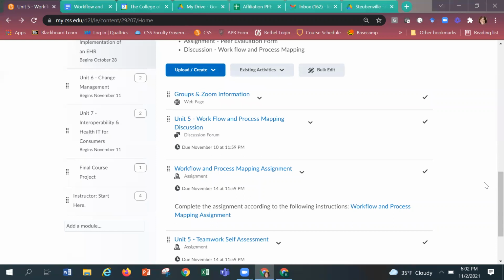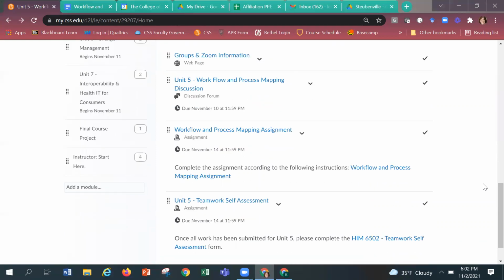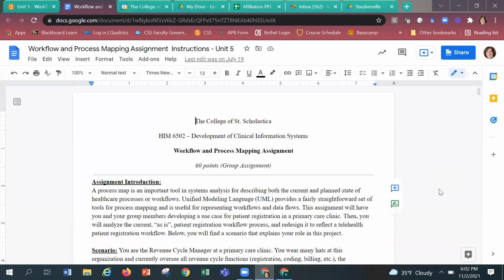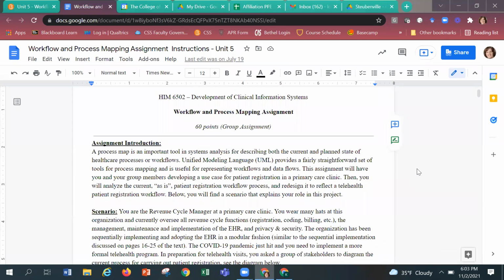All right, and then the next thing to do would be to look at the workflow and process mapping assignment instructions. So I'm going to pull that up really quick here. Okay, so the first thing to do is to read the introduction. I'm not going to read that to you. This is a group assignment worth 60 points, and that is a group score. So you each would get 60 points.